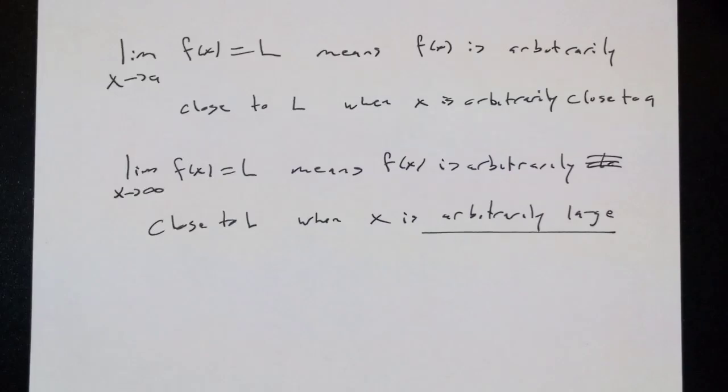Now, really, really big depends on the function we are looking at and our epsilon. In some cases, I might have to go out to x equals 1,000. In some cases, I might have to go out to x equals 100 million. It depends on the function. In some cases, I might just have to go out to x equals 2.